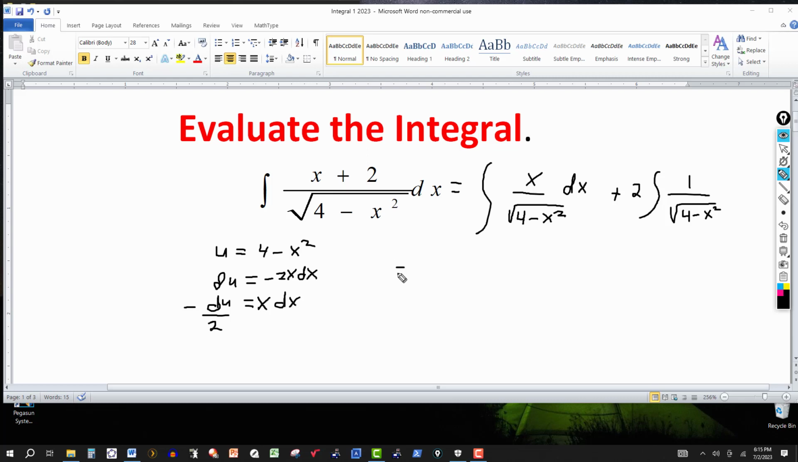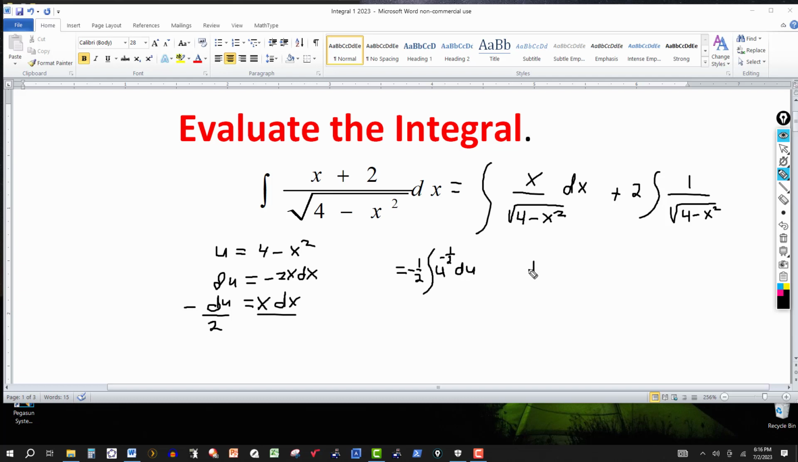So this is going to equal the integral, and again x dx will be replaced by minus du over 2, so I'll put it out in front. This will be a minus 1/2 here, and it's the square root of 4 minus x squared, so that'll be u to the 1/2. I'll put it up here with a negative exponent, so instead of u to the 1/2 in the denominator, I write it up here with a negative exponent of negative 1/2. So that's easy to integrate now in terms of u.